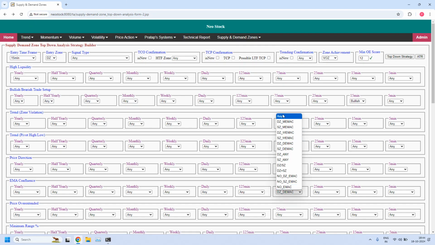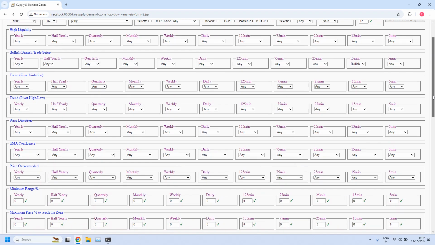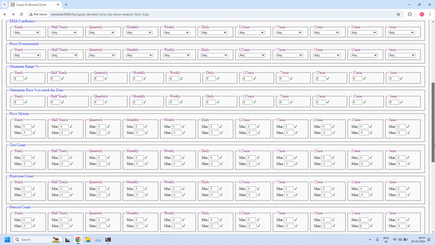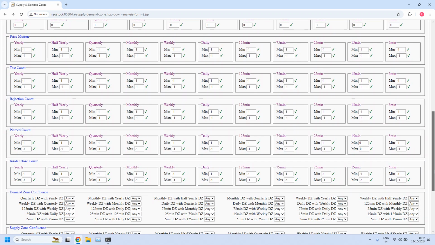Let's verify LTF, ITF, HTF confluence. Earlier, with only LTF and ITF, we got two stocks. Let's check whether either of those two stocks has HTF confluence as well. In the demand zone confluence, the 15 minutes demand zone with 75 minutes demand zone filter is already enabled.